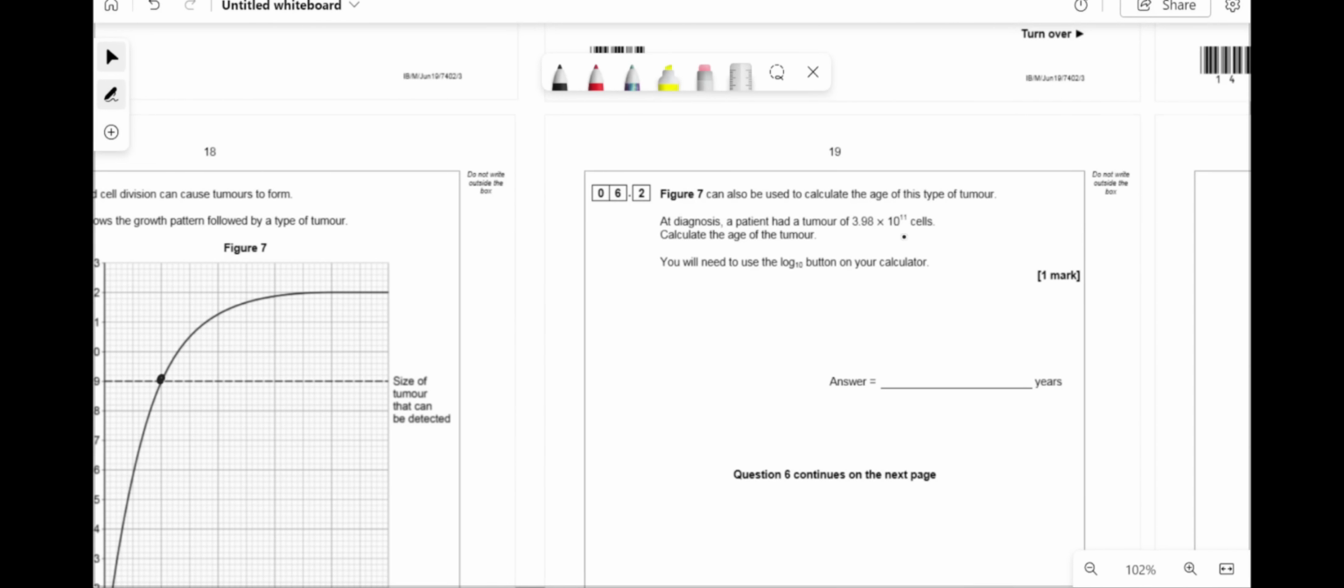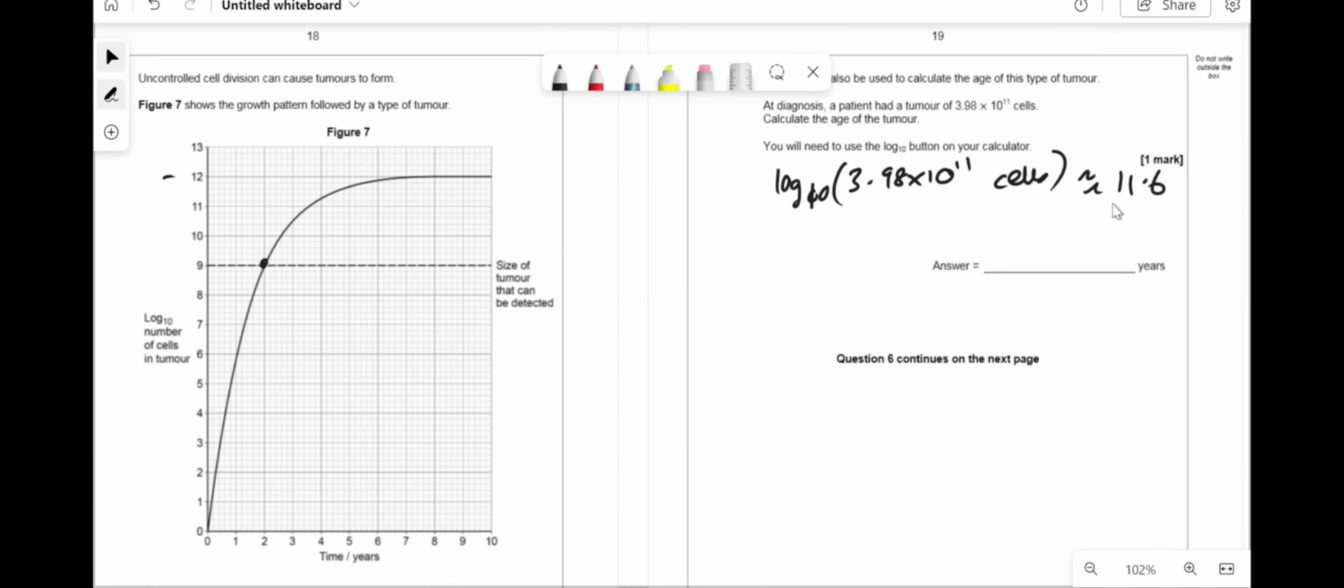Figure 7 can also be used to calculate the age of this type of tumor. At diagnosis, a patient had a tumor of 3.98 times 10 to the 11 cells. It says calculate the age of the tumor. So we need to do log 10 of this, and that'll give us what we want. So if we log 10 that, 3.98 times 10 to the 11, we get 11.6. So we need to find where 11.6 is on the scale. So 2, 4, 6, read across, and then down, and you should get about 5 years.